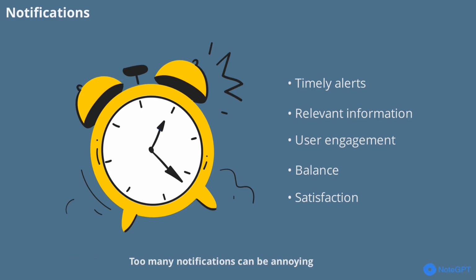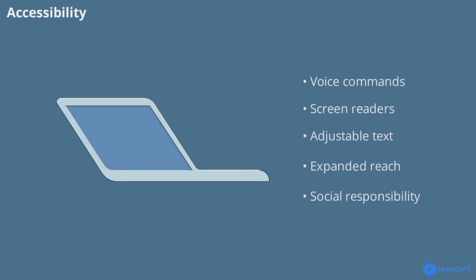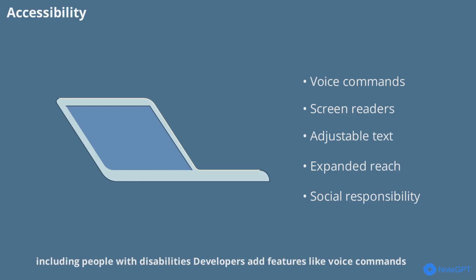Too many notifications can be annoying, so finding the right balance is important for maintaining user satisfaction. Accessibility ensures that apps can be used by everyone, including people with disabilities. Developers add features like voice commands, screen readers, and adjustable text sizes. Making apps accessible expands their reach and demonstrates social responsibility.